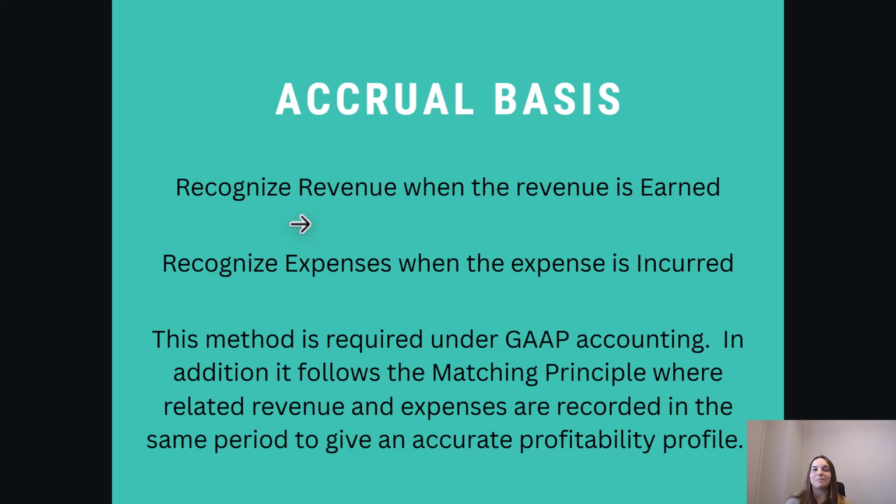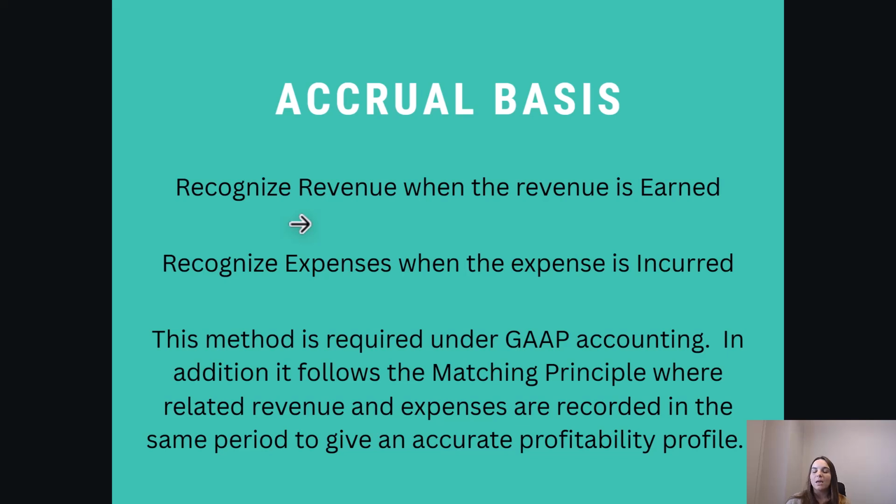The reason that we do this is something called the matching principle. With the matching principle, you want to record your revenue in the same time period as the expenses associated with that revenue, because it gives you a better, more accurate picture of the financial activities of the business.